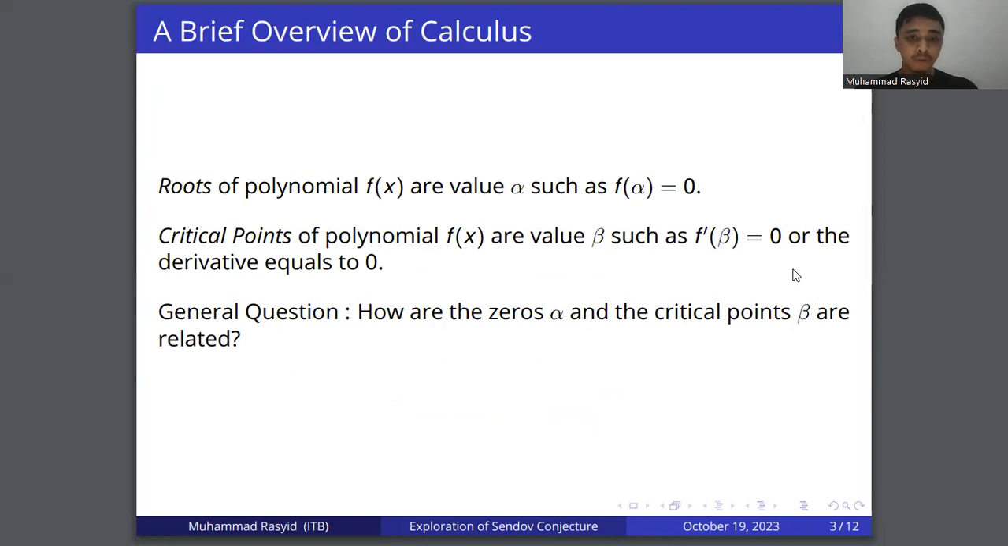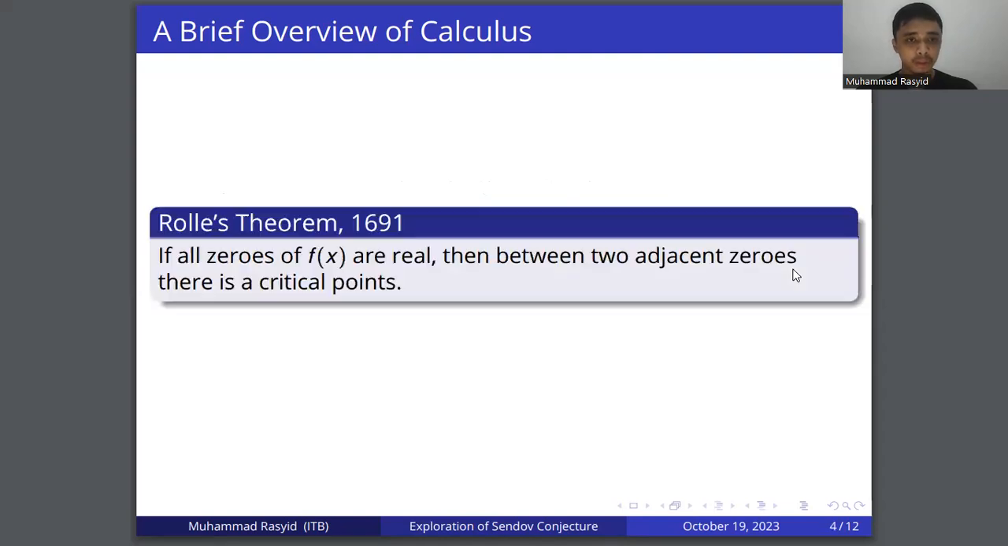Roots of polynomial f of x are values alpha such that f of alpha equals 0. And critical points of polynomial f of x are values beta such that f prime of beta equals 0, or the derivative of f of x equals 0. We can ask a general question: how are the zeros alpha and the critical points beta related? There is a theorem called Rolle's theorem from 1691. If all zeros of f of x are real, then between two adjacent zeros, there is a critical point.